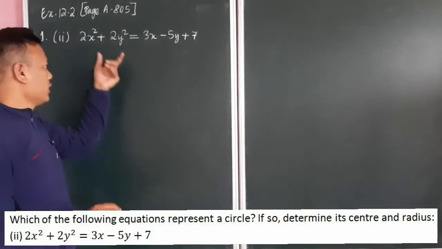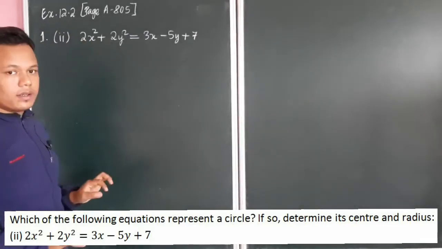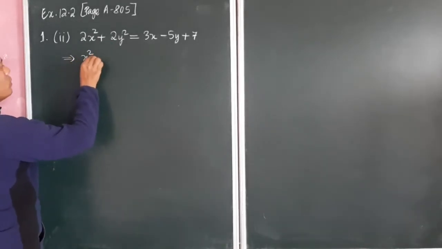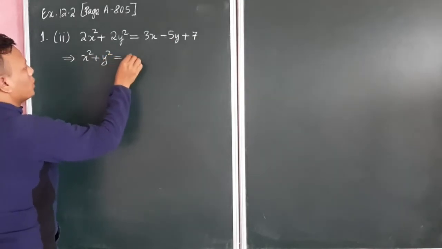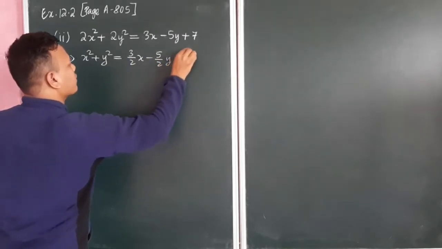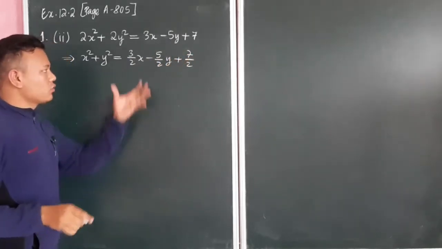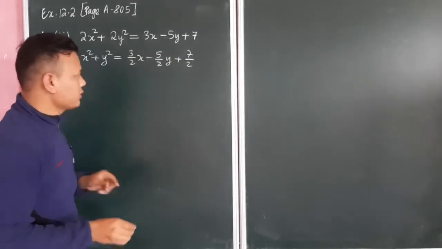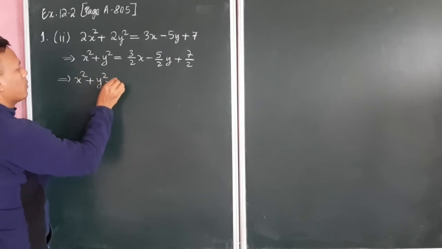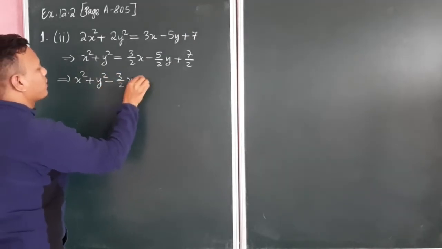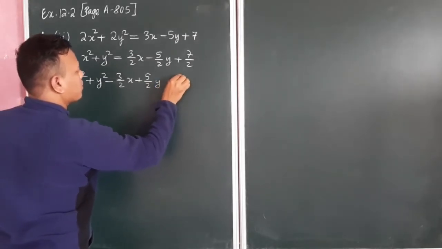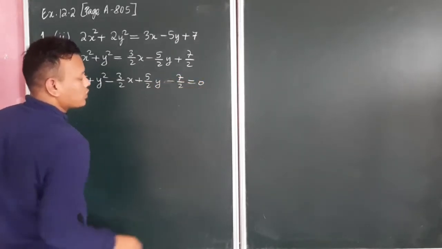your equation of a circle. That's all we know, right? But we have to make it 1. So dividing both sides by 2, we arrive at x square plus y square equals to 3 by 2x minus 5 by 2y plus 7 by 2. But in a general equation, we must have 0 on the right hand side. So I'm taking everything to the left hand side. So we have minus 3 by 2x plus 5 by 2y plus minus 7 by 2 equals to 0.